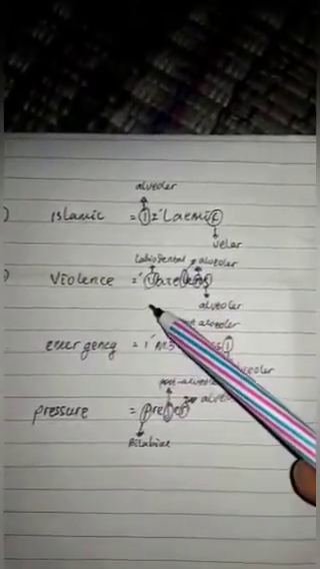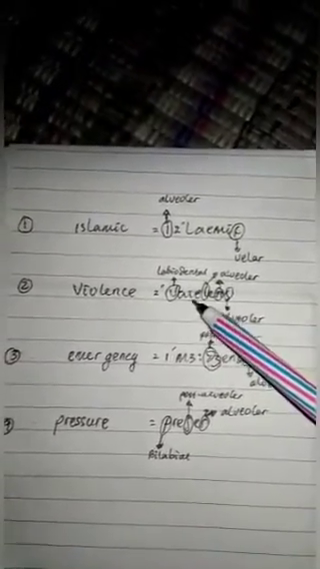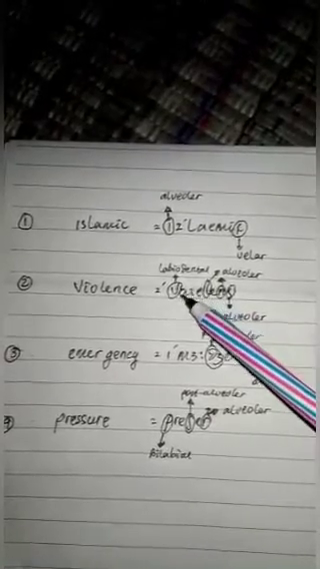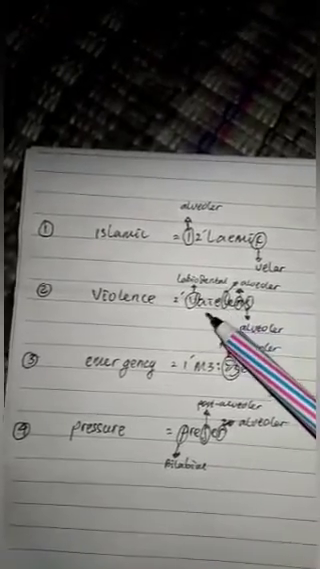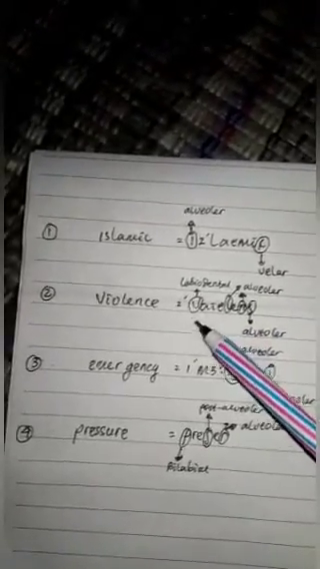The second, violence. Place of articulation s. S is alveolar, and manner of articulation v, labiodental, and l, alveolar, and stress pattern is violence.